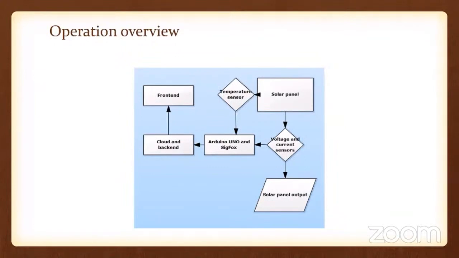The temperature sensor is connected to the solar panel, where the temperature of the solar panel can be measured most accurately. The voltage and current sensors are then connected to the output of the solar panel before feeding into whichever device is used to manage the power from the solar panel. The data collected by the sensors are then fed into an Arduino Uno, or the processing unit, and is then encoded to an appropriate form to be sent through the Sigfox transceiver module.